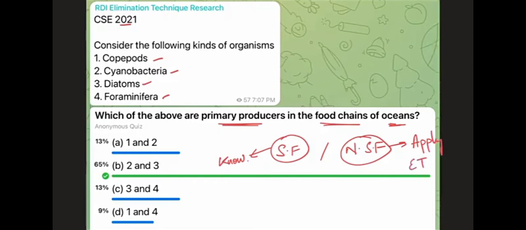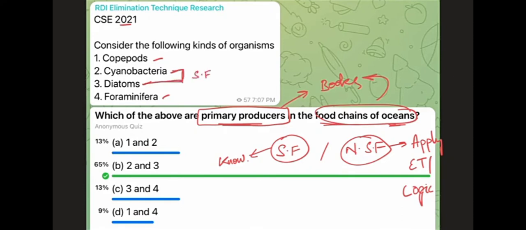Okay, so in this question, if we see food chain, primary producers, these are given in our books, right? Which are primary producers, food chain of oceans or terrestrial food chain, etc., given in our books. And if we go through the books, cyanobacteria and diatoms are mentioned. These are standard facts. But there is no mention of copepods or foraminifera.